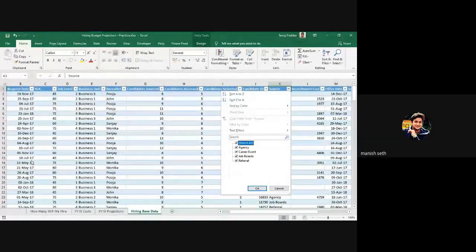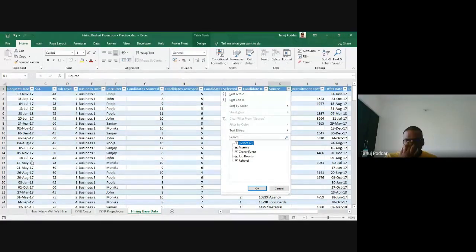Yes. Sir, on the very basic level, I think agency, career event, and job boards would help me source candidates externally, whereas referral is an internal way in which our own employees help me source candidates from the external environment. Quite rightly said. Thank you, everyone.